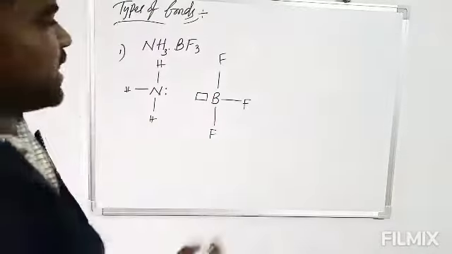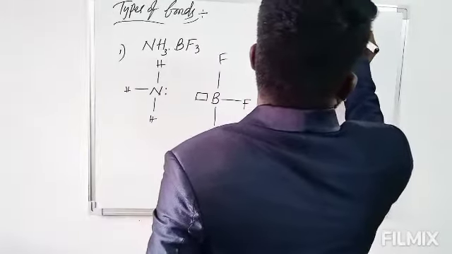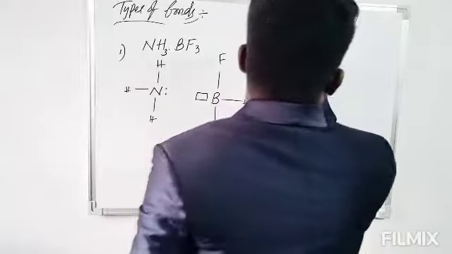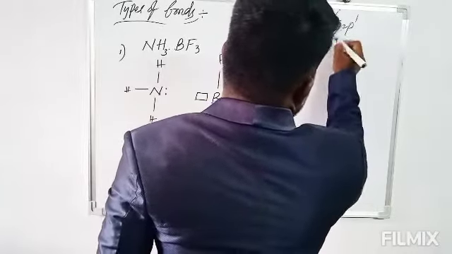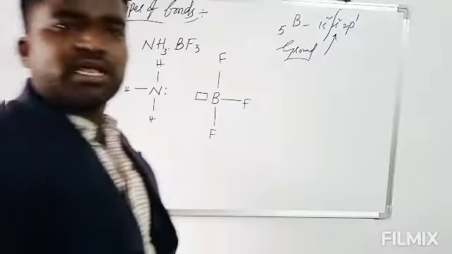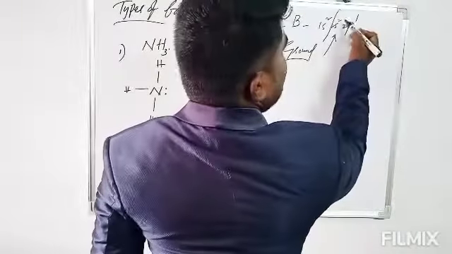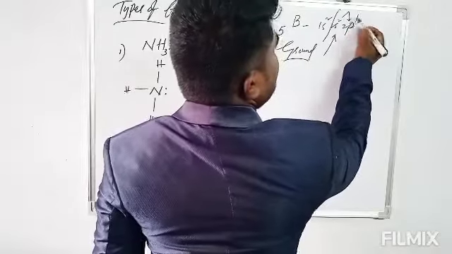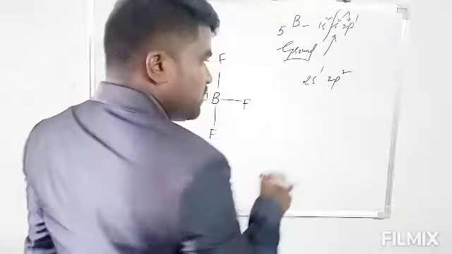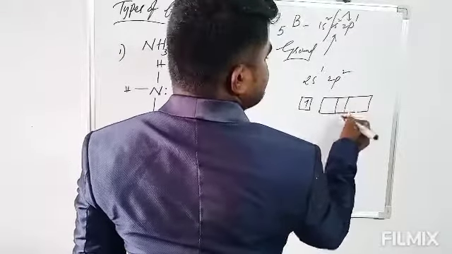Because the atomic number of boron is 5, the configuration is 1s2, 2s2, 2p1. This is the ground state electronic configuration. Next, in the excited state, one electron jumps from the s orbital to the p orbital. Then the configuration becomes 2s1, 2p2. Now the s orbital contains one electron and the p orbital contains 2 electrons.